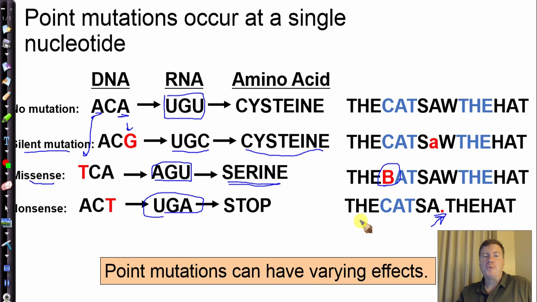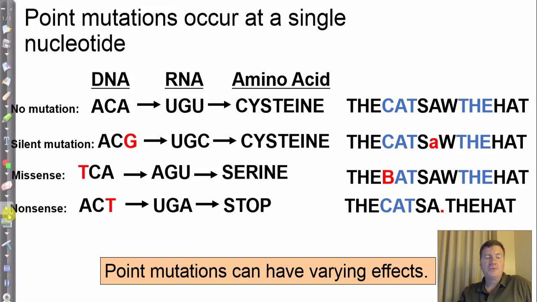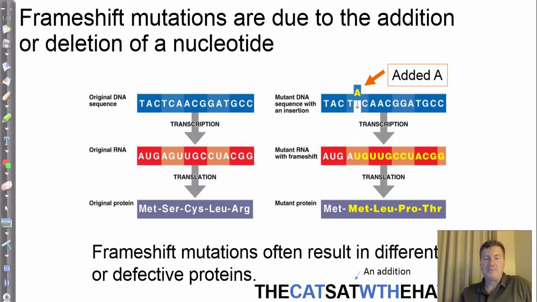As you see here, a point mutation where we change a single letter can have varying effects. It can have no effect, like a silent mutation. It can have some effect, like a missense mutation. It can have a great effect, like a nonsense mutation. Let me just show you one more kind of mutation, and then we'll wrap up.